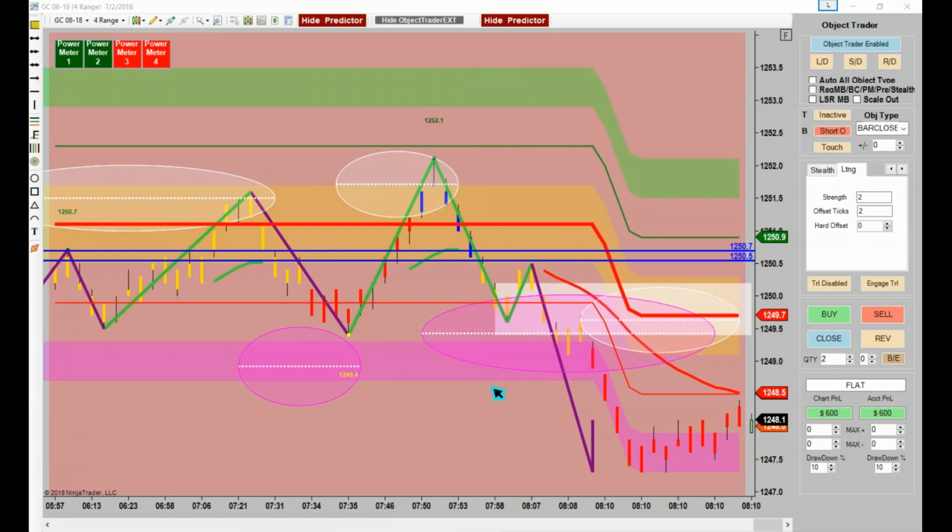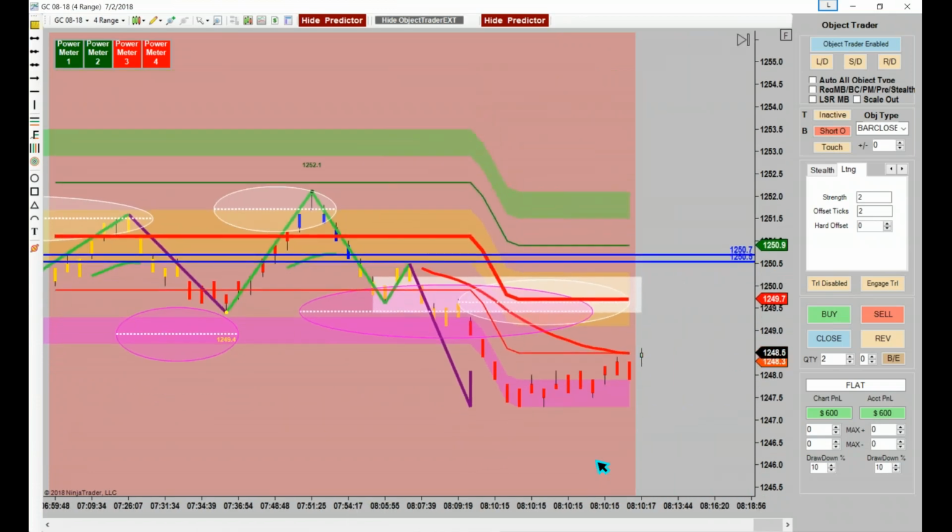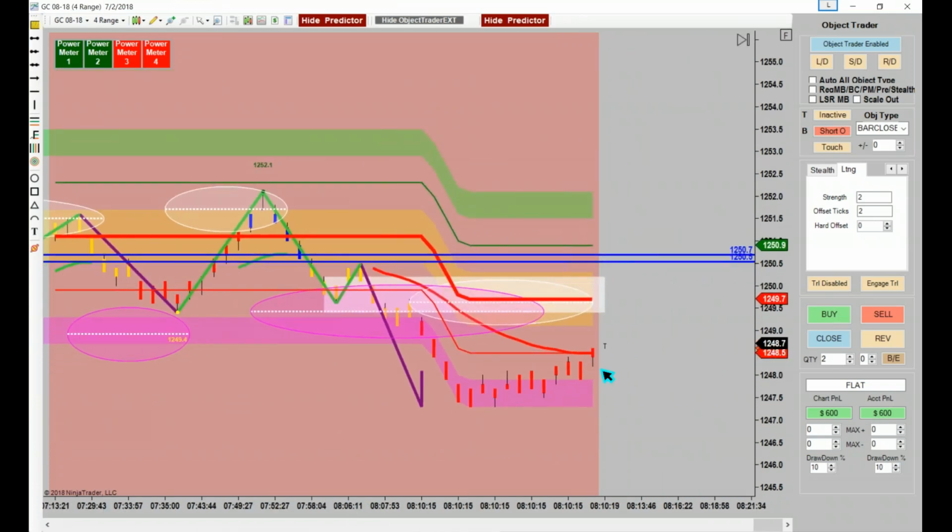Yeah, see, it actually got one. I ran it too fast, though. We actually called this trade, by the way. I want to show you where this trade's going. Can anybody tell where this trade's going right now?